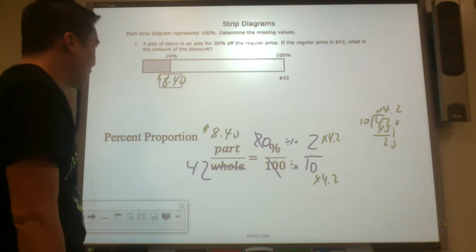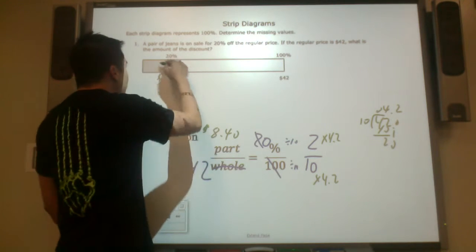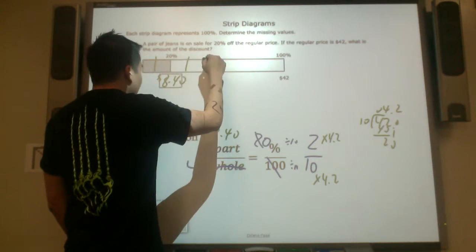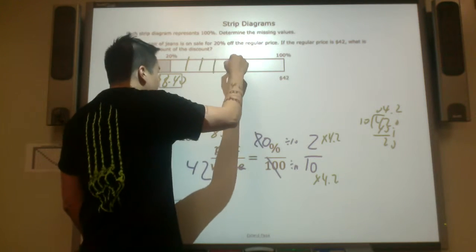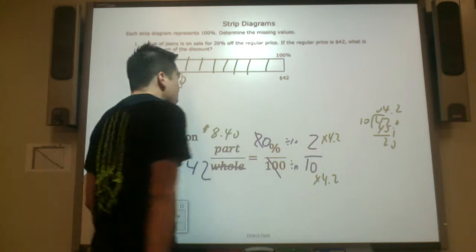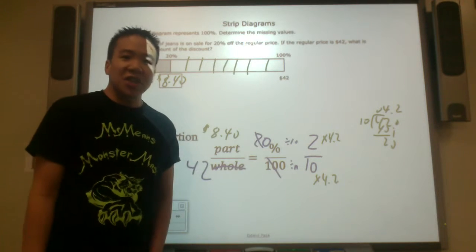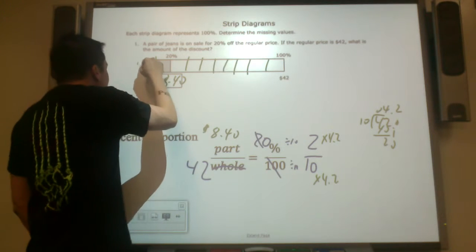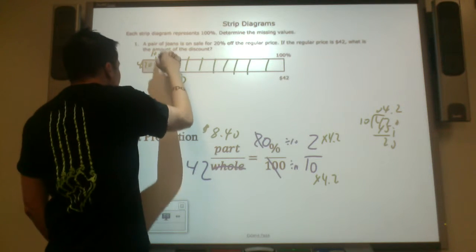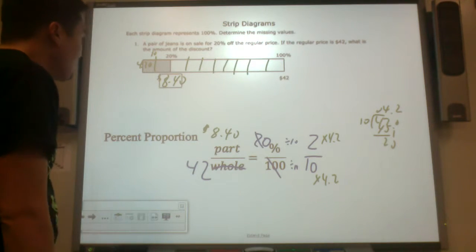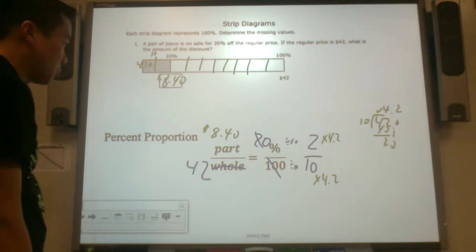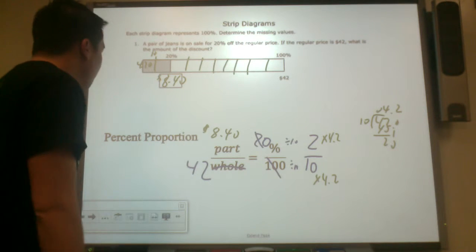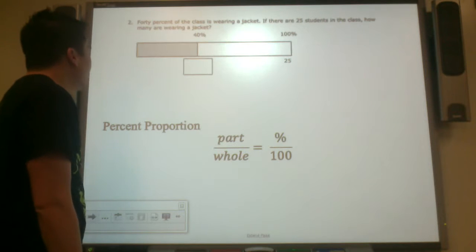Another way to think about it is using a percent bar. I could have broken this by 10%. So if you have $42 and you break it into 10 parts, each part would be $4.20, or 10%. So another $4.20 will be $8.40, or 20%. So the savings will be $8.40.